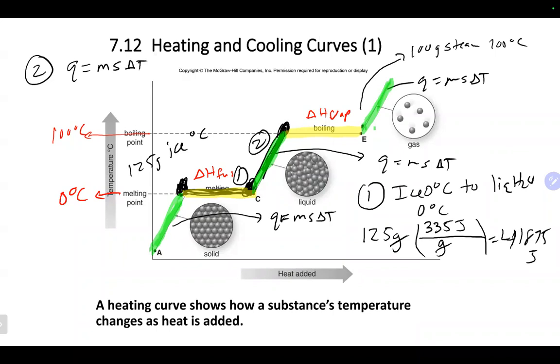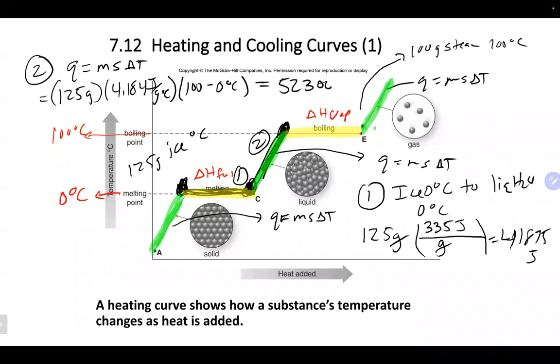So we would use our specific heat equation, and that would be 125 grams, our specific heat capacity for liquid water, and our change in temperature, 100 minus 0 degrees Celsius here. And the amount of energy required to do that change would be 125 times 4.184 times 100, roughly 52,300 joules at this point.